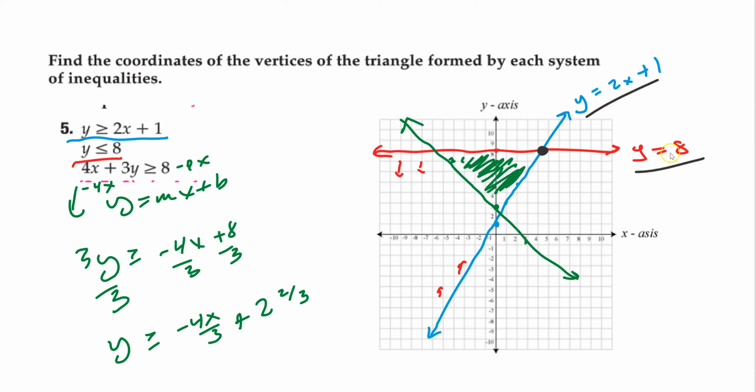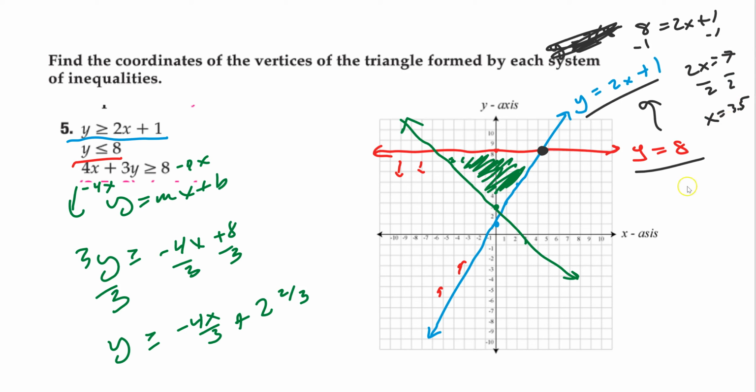I actually know what the y is. It says y equals 8. So that part's done. Just plug it in. Plug in the 8 for y. Minus 1, minus 1. 2x equals 7. Hey, let's continue the theme of decimals. x equals 3.5. So that point right there is going to be 3.5 and 8. Not the worst thing in the world.